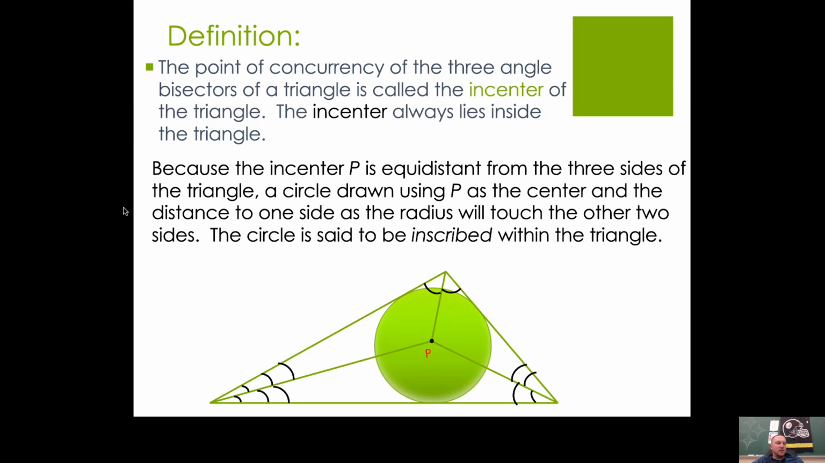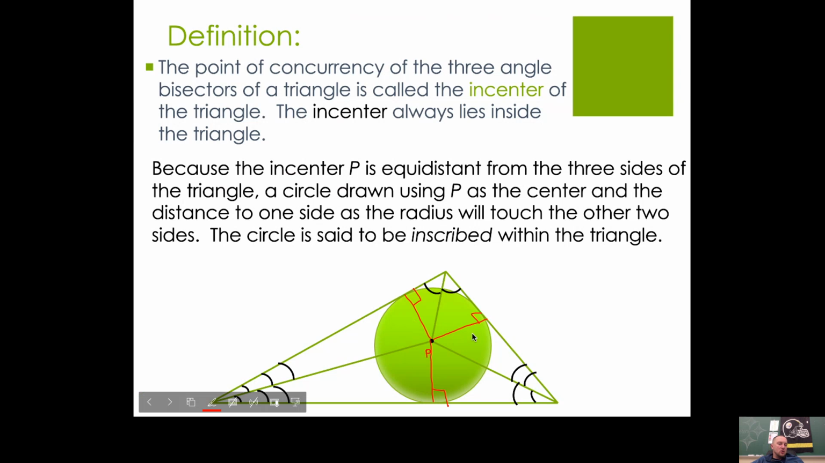is equidistant from the three sides of the triangle, a circle drawn using P as the center and the distance to one side, that would be the radius of the circle. That doesn't really look like a right angle, but I tried. So you can see how this shows you that these are all equal because they're all a radius of this circle.